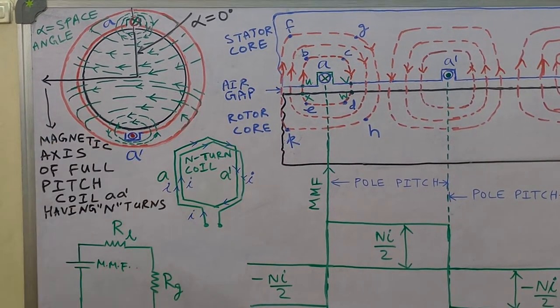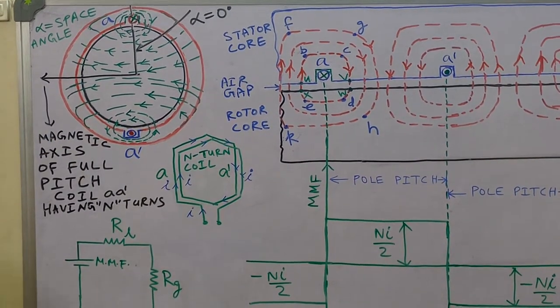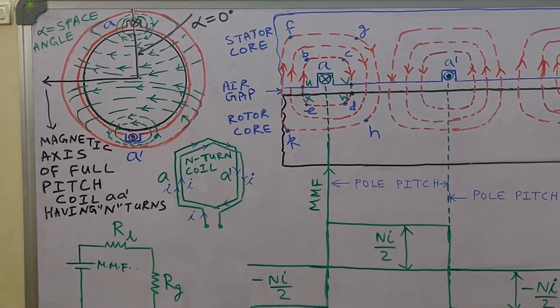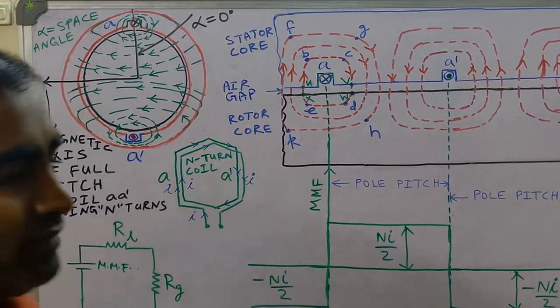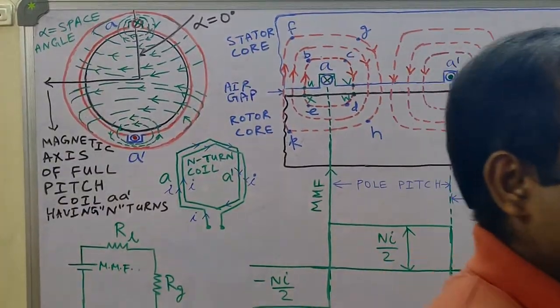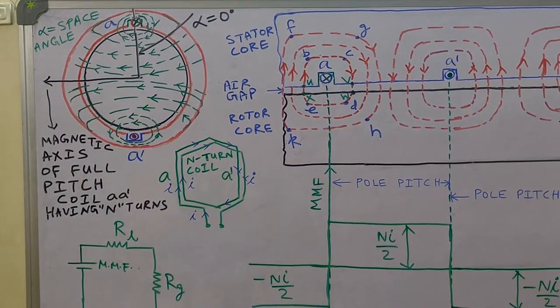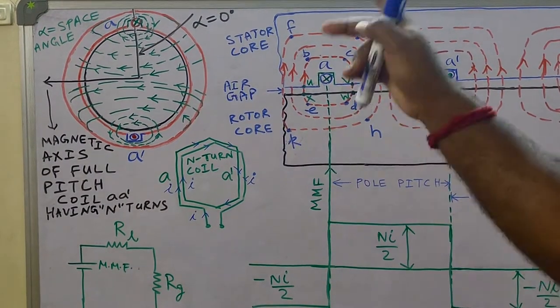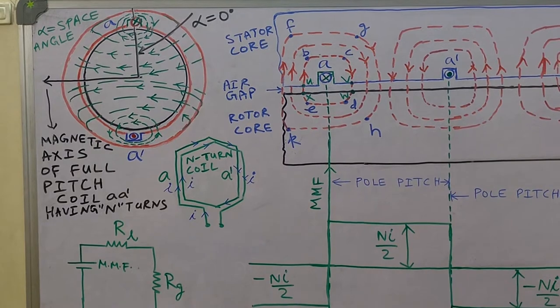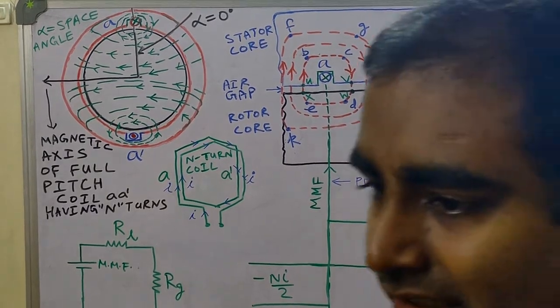Okay. Now, what is our basic approach in order to find out the space variation of MMF, or rather you can say space distribution of MMF for this single full pitch coil having N number of turns? We have to basically take the developed view.